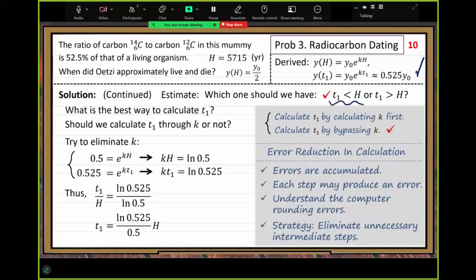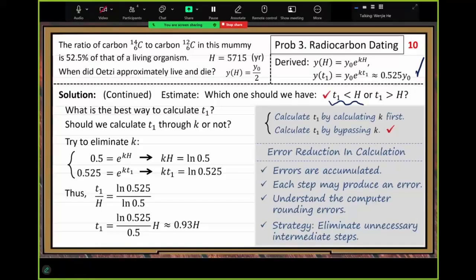Then you just apply a calculator, or you can use Wolfram Alpha. That's what I mean: in this place, you can use any calculator, such as an online calculator or Wolfram Alpha. You just type those numbers in, so you get 0.93 H, 93% of H.